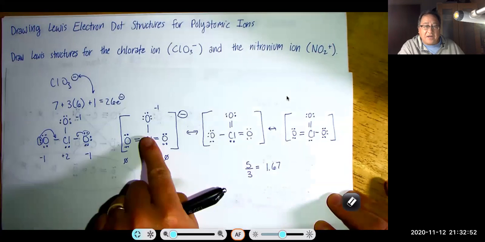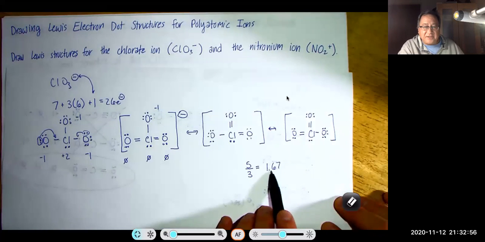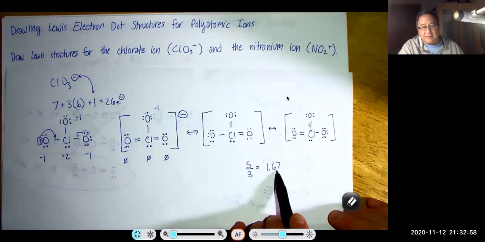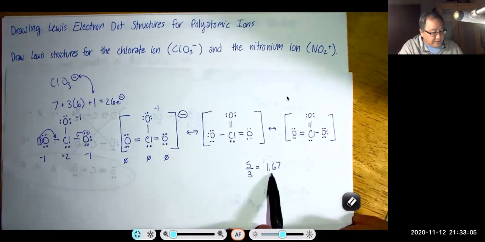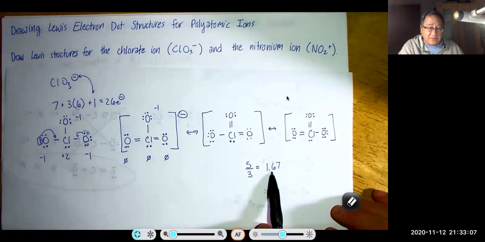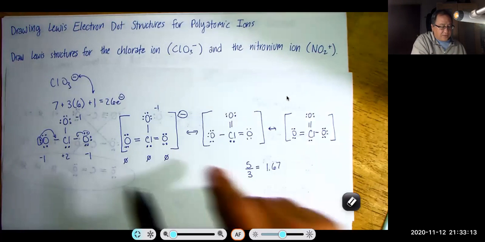So each of these bonds is not quite a double bond. It's not quite a single bond. It's almost a double bond. It's a 1.67. And remember, double bonds are shorter than single bonds. So this is going to be shorter than a single bond and longer than a double bond. So these are your 3 resonance structures.